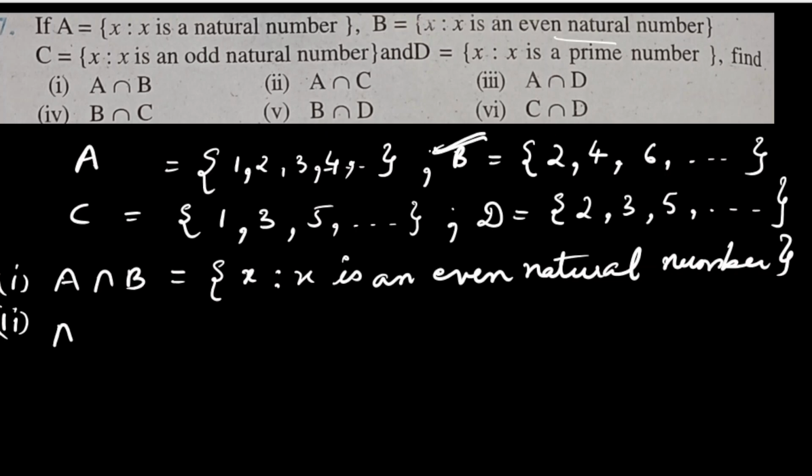Now A intersection C. We know C is also a subset of A. I have explained that B, C and D, all these three, are subsets of A. So again, which will be the answer? C will be the answer. So the answer of A intersection C will be C itself, which is equal to X such that X is an odd natural number.